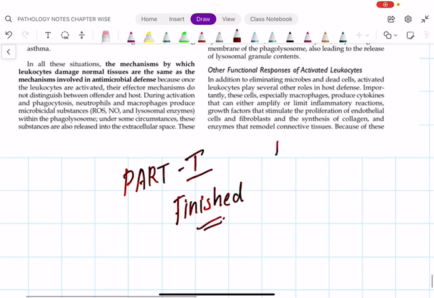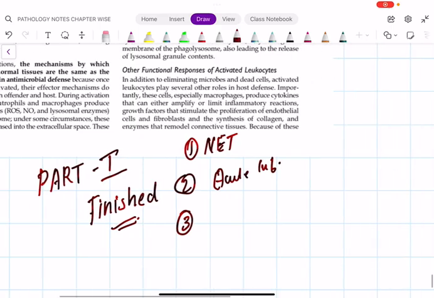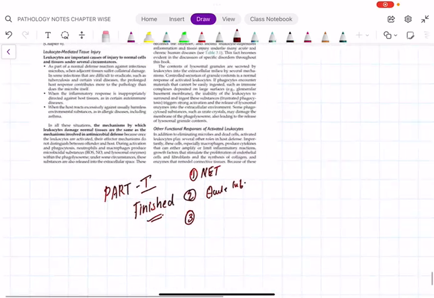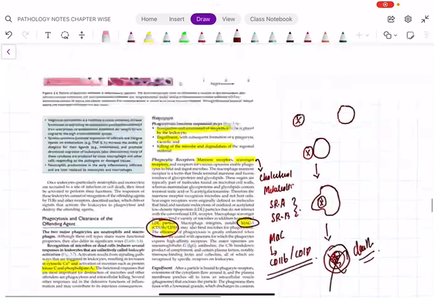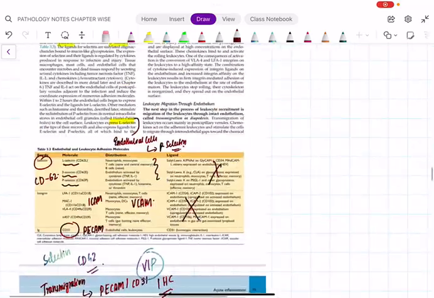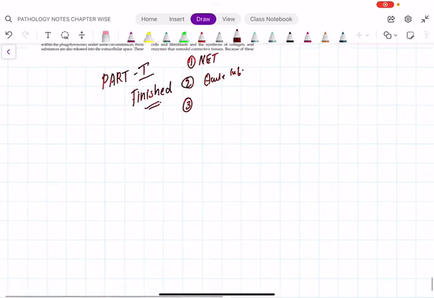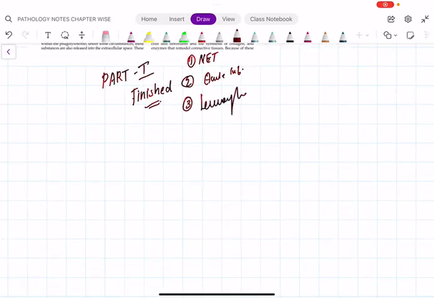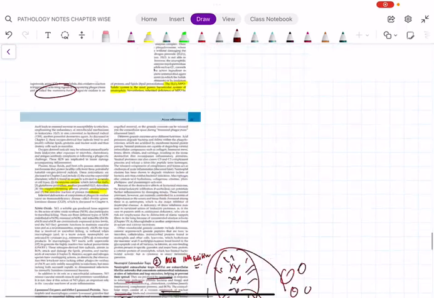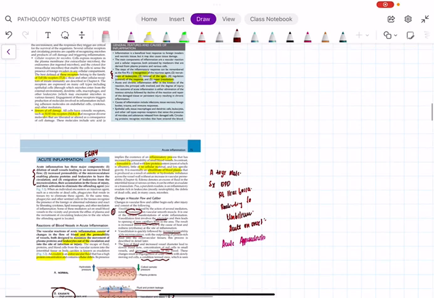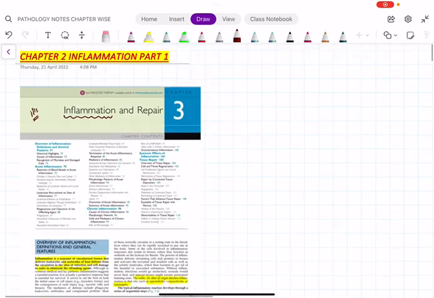I am telling you, number 1, NET. Number 2, events of acute inflammation, an essay question. Number 3, what else have we discussed? Yes, the leukocyte recruitment. Recruitment of leukocytes may be asked as an SN, short note. Please go through all these points. MCQs, each and everything we have covered.